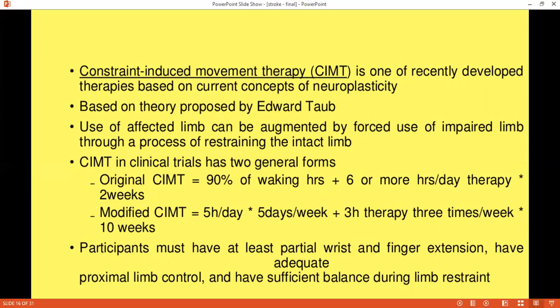Participants must have at least partial wrist and finger extension, have adequate proximal limb control, and have sufficient balance during limb restraint.